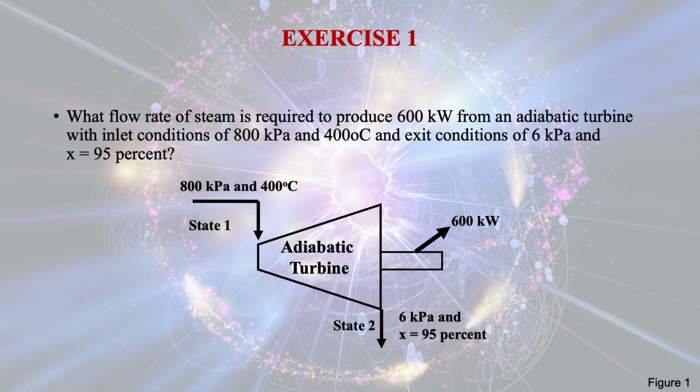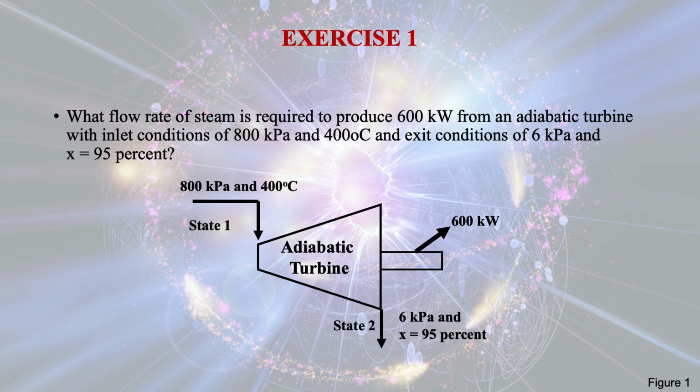Let us begin a very interesting problem, that is exercise 1. What flow rate of steam is required to produce 600 kilowatt from an adiabatic turbine with inlet conditions of 800 kilopascal and 400 degrees centigrade and exit conditions of 6 kilopascal and x equal to 95%?